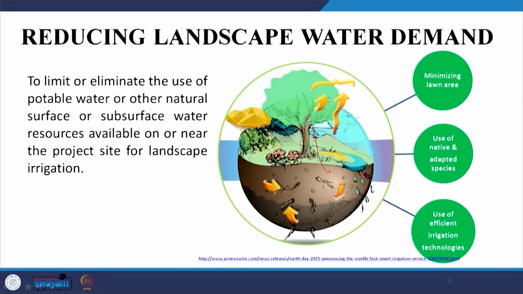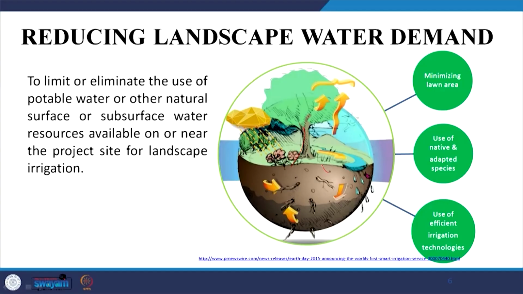So, suppose we have drip irrigation, and through that means the routine irrigation becomes totally unnecessary. So, it is a combination of all these techniques which will lead to xeriscaping. It may also include a retention pond or many other strategies like that. So, now we start discussing reducing the landscape water demand.